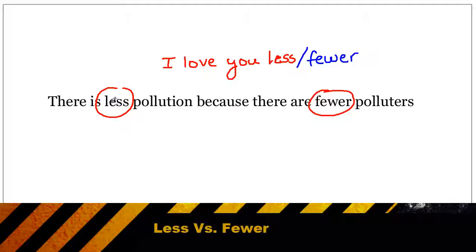So the sentence below is correct because less is describing pollution, and pollution is something that's hard to count, meaning you would never say there's 4 pollution or 3 pollution. And fewer is describing polluters, and you could definitely count the number of polluters.